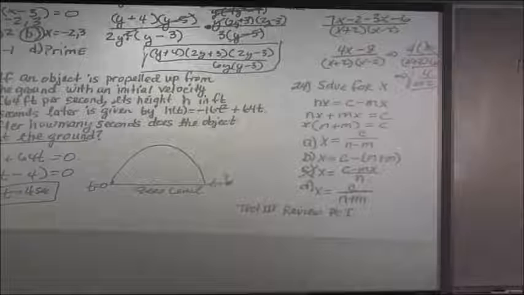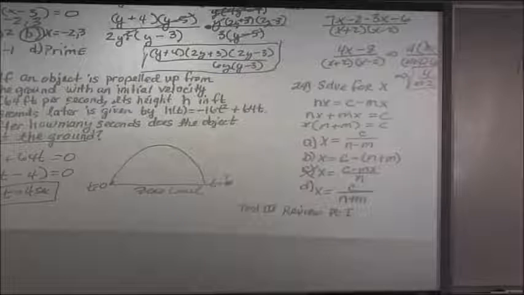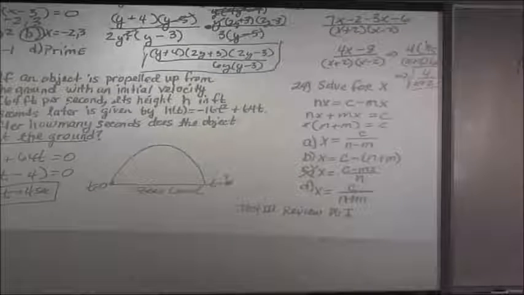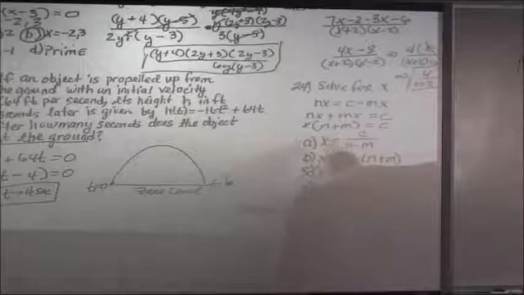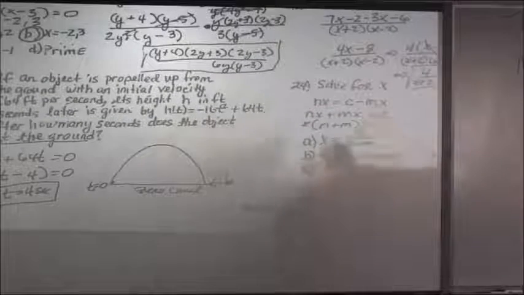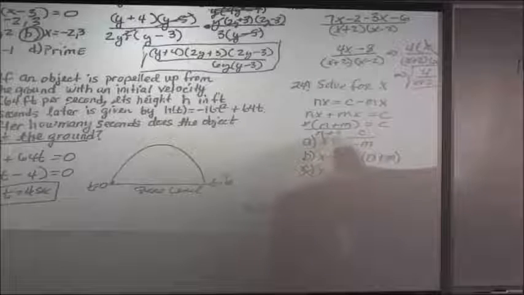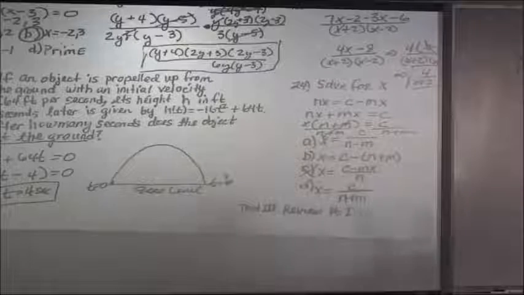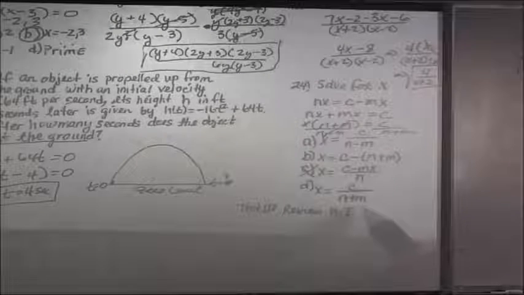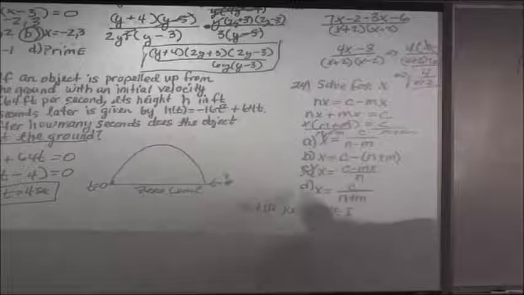Okay, now what? Now can we divide? We're going to divide by this junk right here. I don't even care what that stuff is. I'm just going to divide by it. n plus m all over n plus m, that goes away and leaves me x equals c over n plus m. D is my answer.